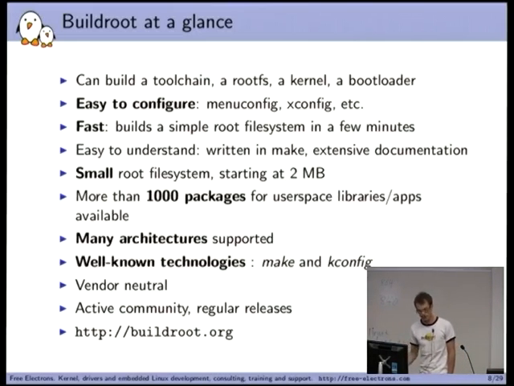Of course, it could be better, but we have good documentation, I believe. The default file system that it builds weighs 2 megabytes. So when I say small, I really mean small. It just contains a small C library, which is uClibc, and BusyBox, and that's all. Then you can add more stuff on top of it, but at least you start with something small.